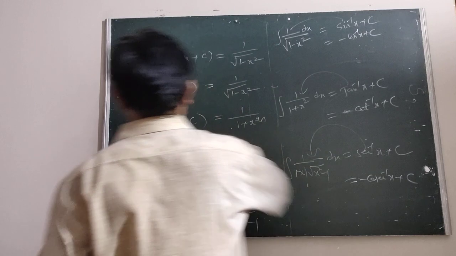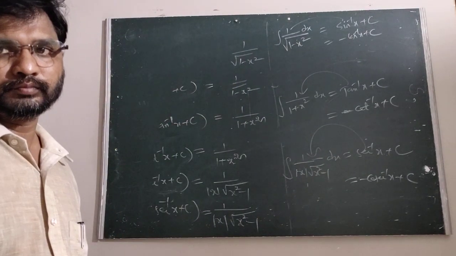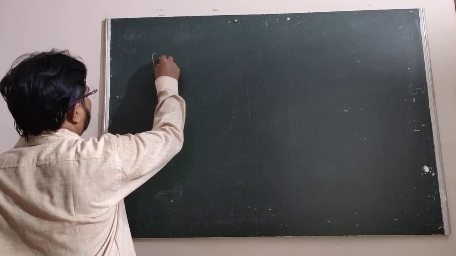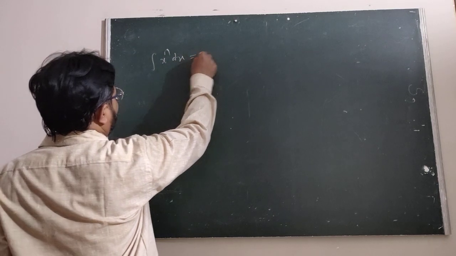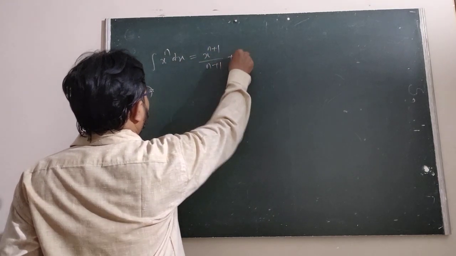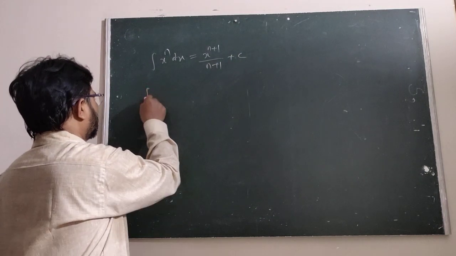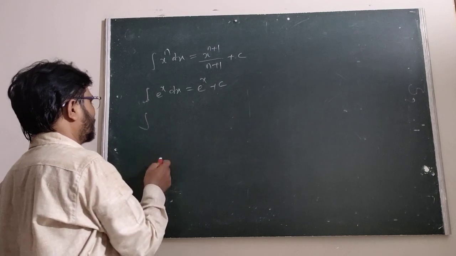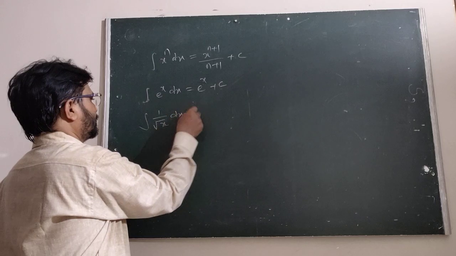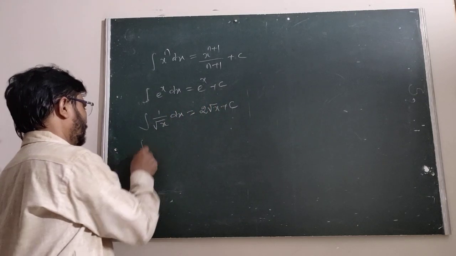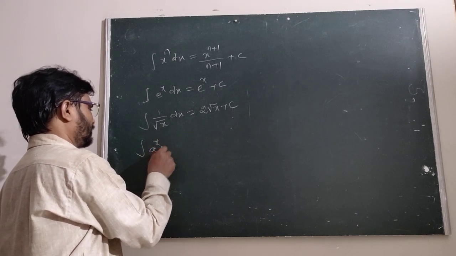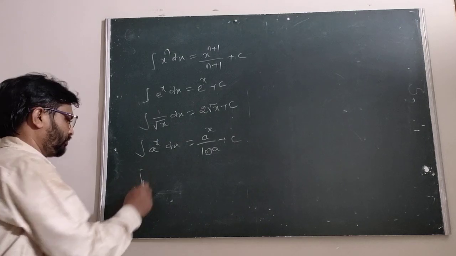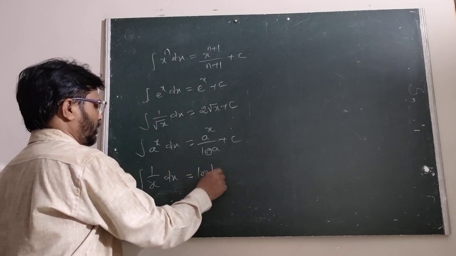So first of all, we know that, already we discussed, integral of x power n dx is x power n plus 1 by n plus 1 plus c, and the second one is integral of e power x dx is e power x plus c, and integral of 1 by root x is 2 root of x plus c, and the integral of a power x dx is a power x by log a plus c, and integral of 1 by x dx is log mod of x plus c.